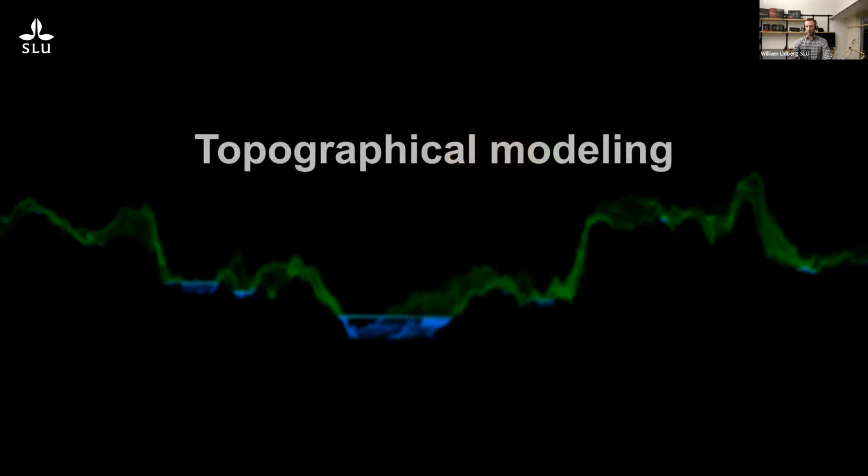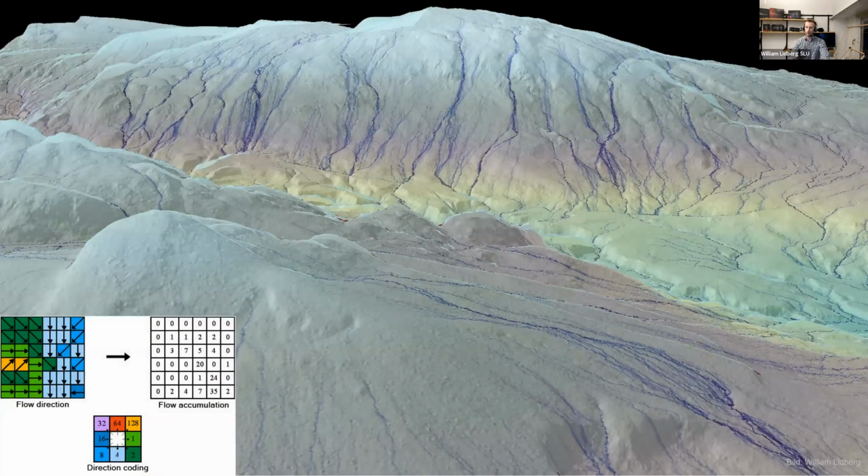But with this data, the first thing I want to try to do is traditional topographical modeling. It's when you take the digital elevation model, you pour water on it in the computer and just calculate where the water is going, which direction. And when enough water has accumulated in the same area, it goes from being groundwater to being surface water, in the form of a stream.